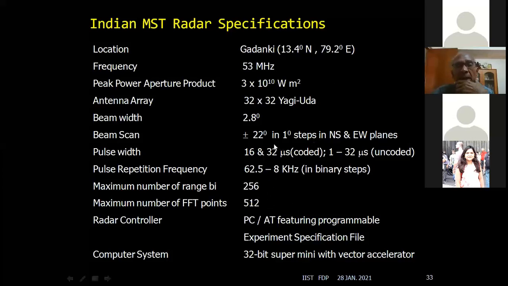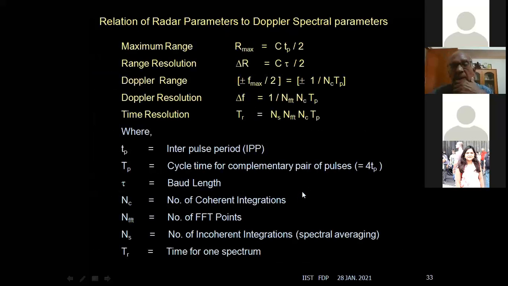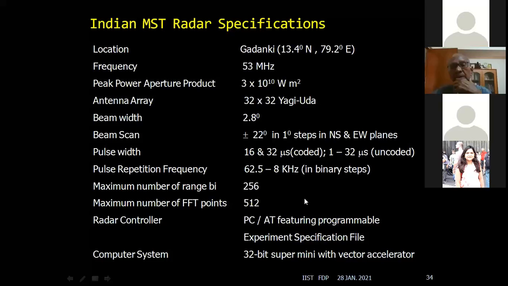And of course, these are all various parameters. The beam can be scanned plus or minus 22 degrees. The signals that are sent are what are called coded signals. They are not simple rectangular pulses, but biphase coded pulses, so that you can get a very high resolution.